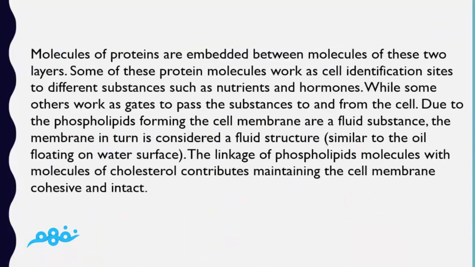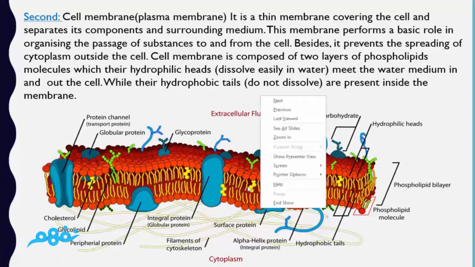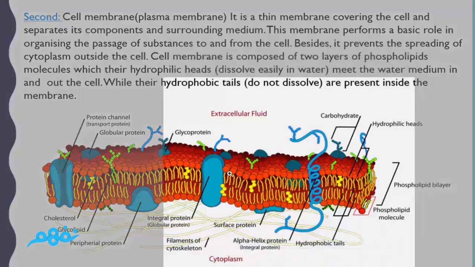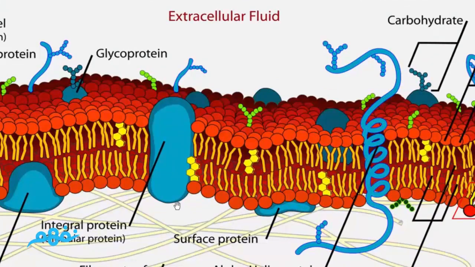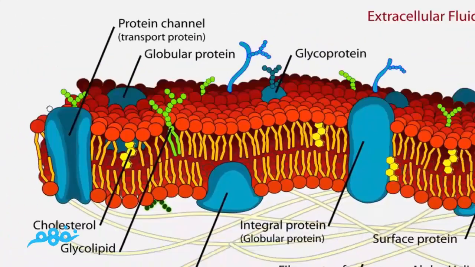Molecules of proteins are embedded between molecules of these two layers. Some of these protein molecules work as cell identification sites for different substances, such as nutrients and hormones. Those proteins like this, which we have seen, are proteins embedded in the membrane, this and this.